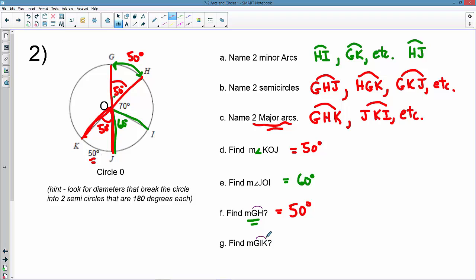Okay, now they want the measure of arc GIK. From G through I all the way to K, right? So it's this arc, this baby arc, this baby arc, and this baby arc, right? 4 minor arcs. And I don't know what they are. Actually, you do know what they are. This one's 70 because the central angle is 70, and this one is 60 because the central angle is 60. So what is the measure of this major arc? Well, from G through I to K is 50 plus 70 plus 60 plus 50, right? So that's I think 230 degrees.